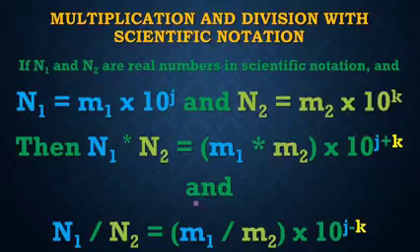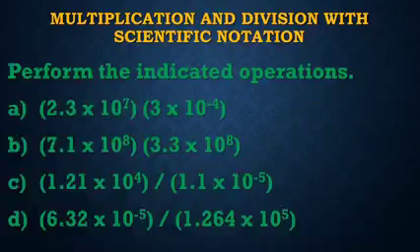When it comes to division, divide the two mantissas times 10 raised to j minus k. So for the exponent, we will subtract. In multiplication, we will add the two exponents. In division, we will subtract the two exponents.